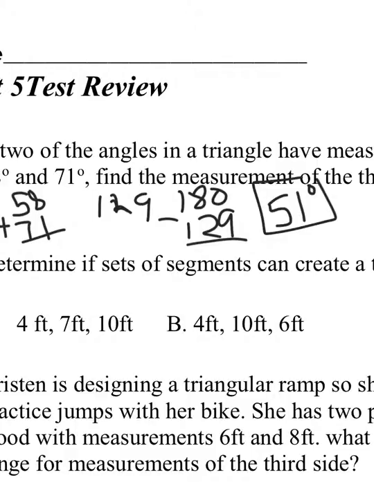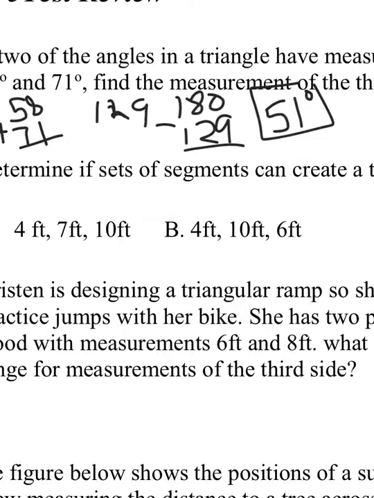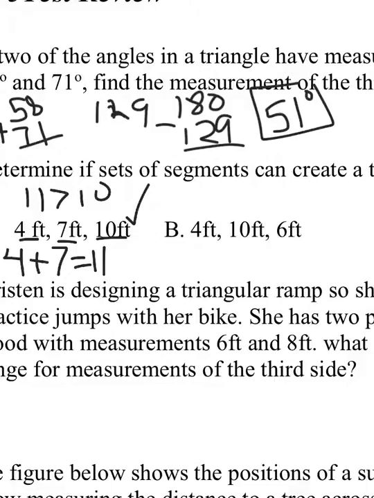Number 2. Determine if the set of segments can create a triangle. So remember, first of all, you want to make sure the three numbers are in numerical order from smallest to largest. And then you take the two small ones and you add them up. If they are bigger than the third number by itself, that is a triangle.